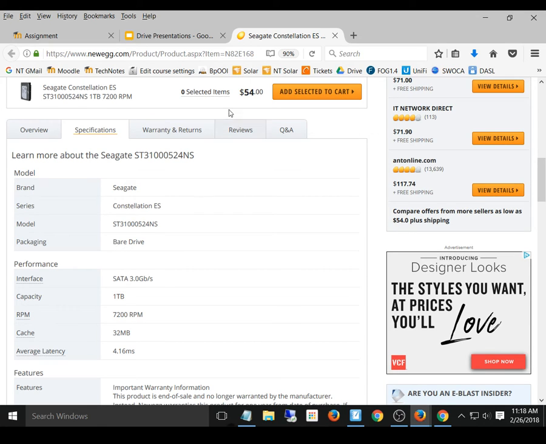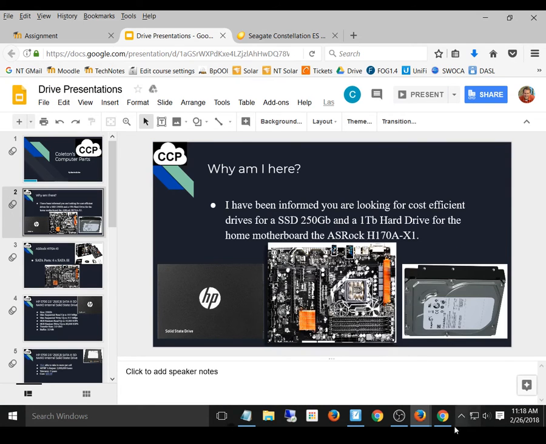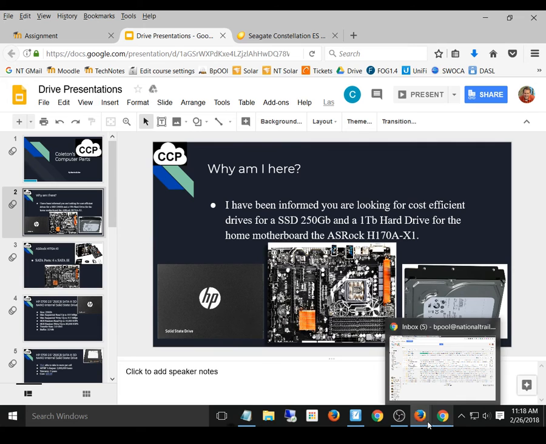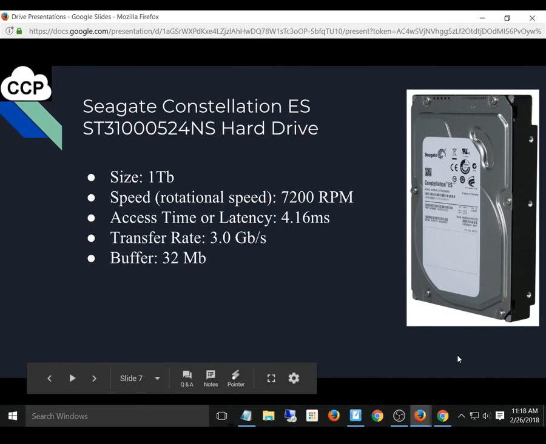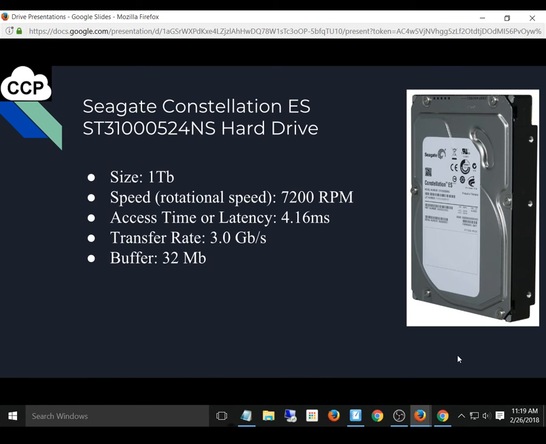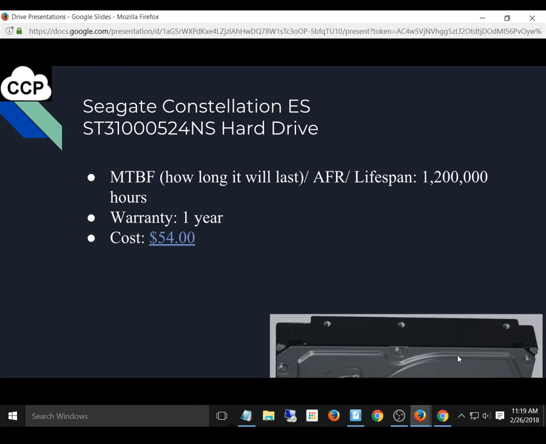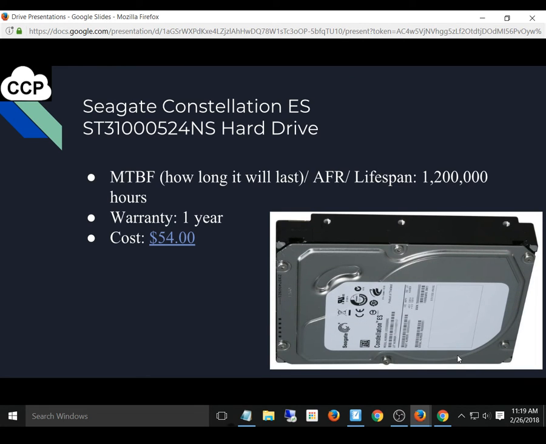We went for cheap. What's our price per gig on this? 5.4 cents. Go back to $54, divided by 1,000. It is 5.4 cents. You could have known it was 7,200 when the latency was almost the same as the other 7,200s. This is 1 terabyte. I would bet this is a relatively old drive.